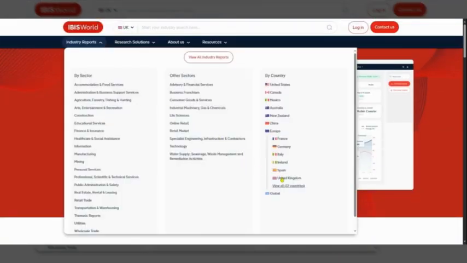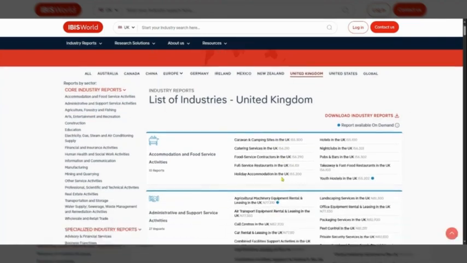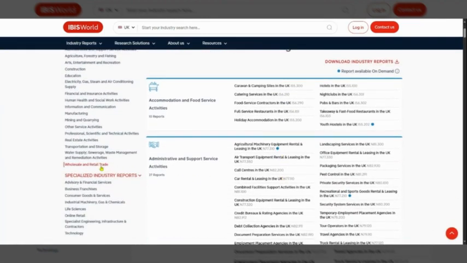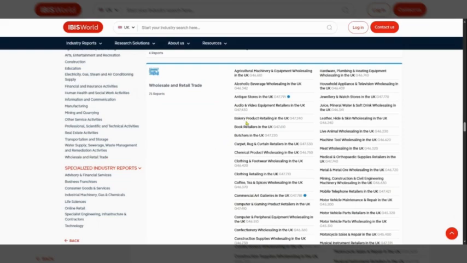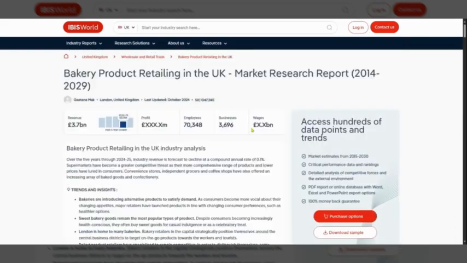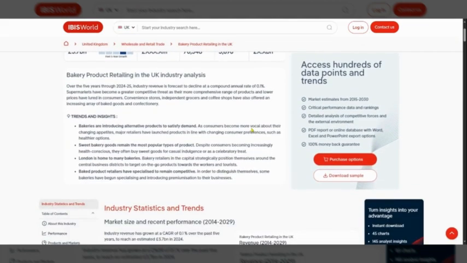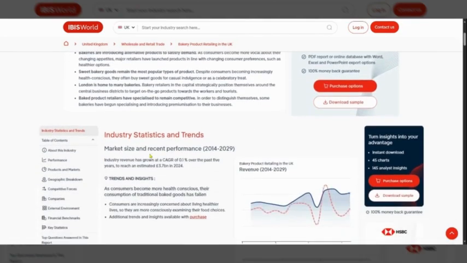IBISWorld provides free previews of their in-depth industry reports. These previews offer a glimpse into industry trends, forecasts, and key statistics, which can be helpful in completing the competitor analysis and market overview sections of your business plan.